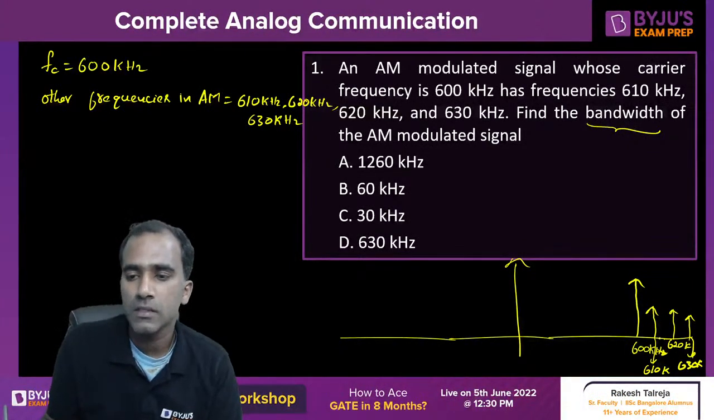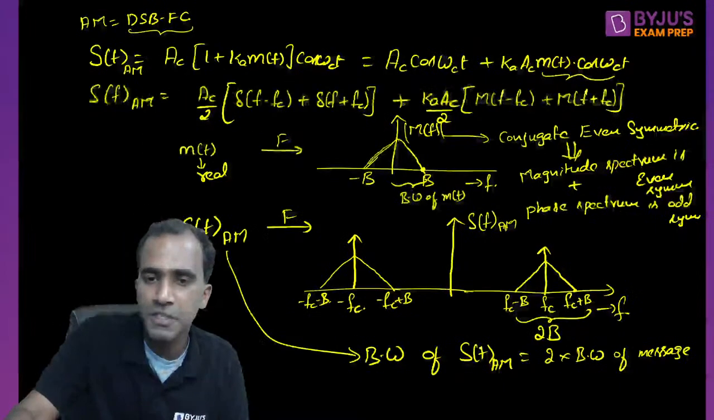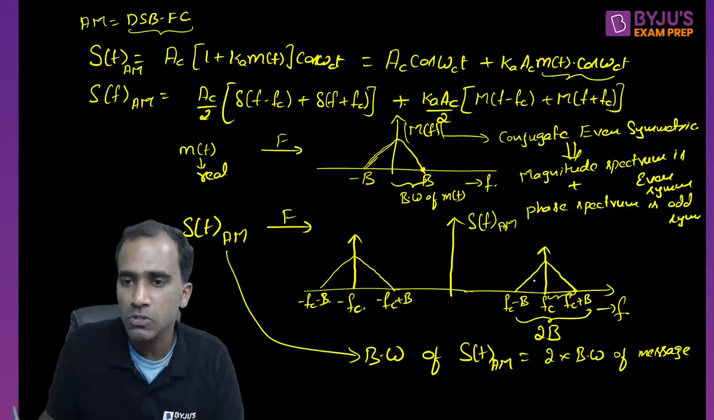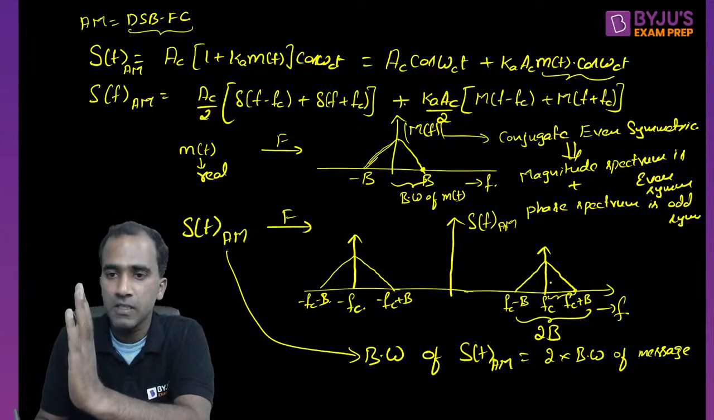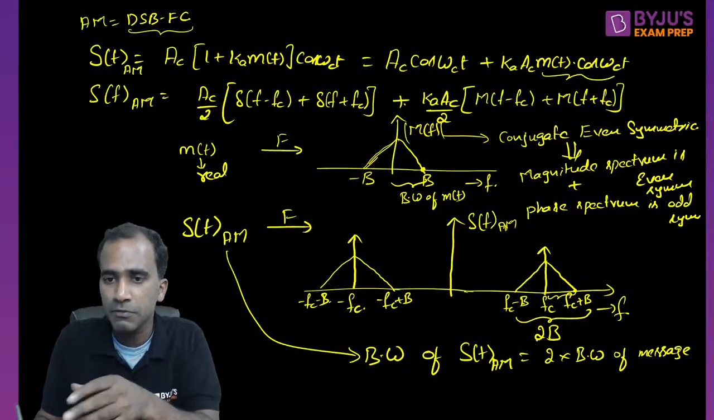Now tell me this, whatever frequencies are present above fc, whatever shape you're seeing above fc, are we seeing the same shape before fc also? The spectrum is symmetric with respect to fc also. The spectrum is symmetric with respect to 0 also, correct? Whatever shape you're seeing on the right side of fc, the same shape you should be seeing on the left side of fc. It should be symmetric with respect to fc, right?